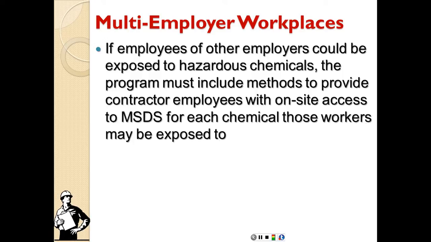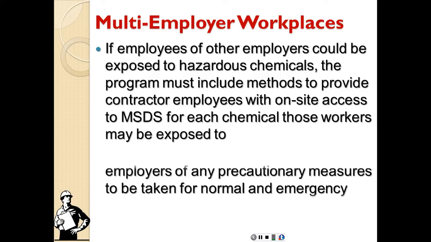In multi-employer workplaces, if employees of other employers could be exposed to hazardous chemicals, so you're going to be the exposing contractor, the program must include methods to provide the contractor employees with on-site access to material safety data sheets for each chemical those workers may be exposed to. So if you are a controlling contractor and you have several subcontractors working on site, you have to make these material safety data sheets available to all of these different subcontractors so they can train their employees to prevent the exposure to these hazardous chemicals.